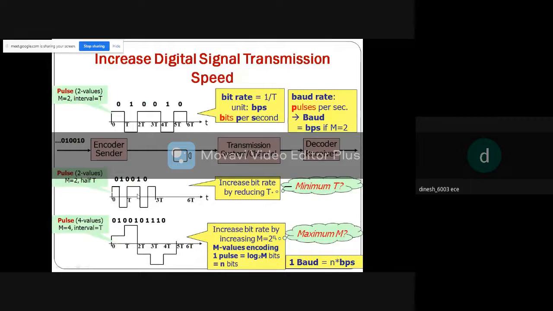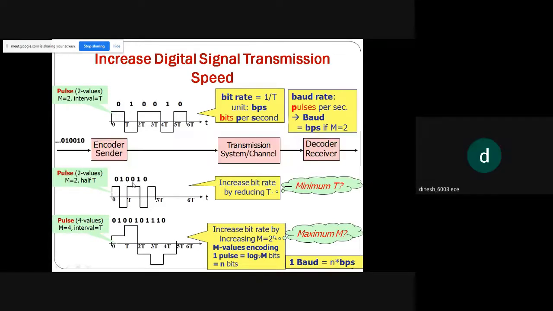Half of the cycle is sent, which means for every 1t cycle there will be two sequences: 0 1 in the first case, 0 0 in the second case, 1 0 in the third case. So the time period is reduced. This increases the bit rate by reducing t.